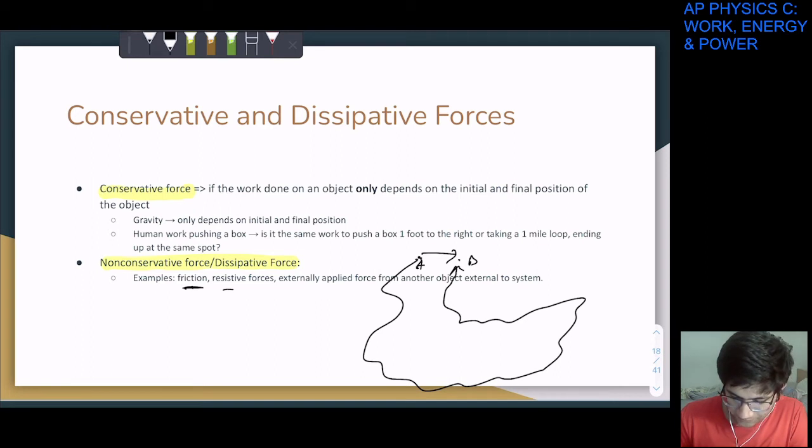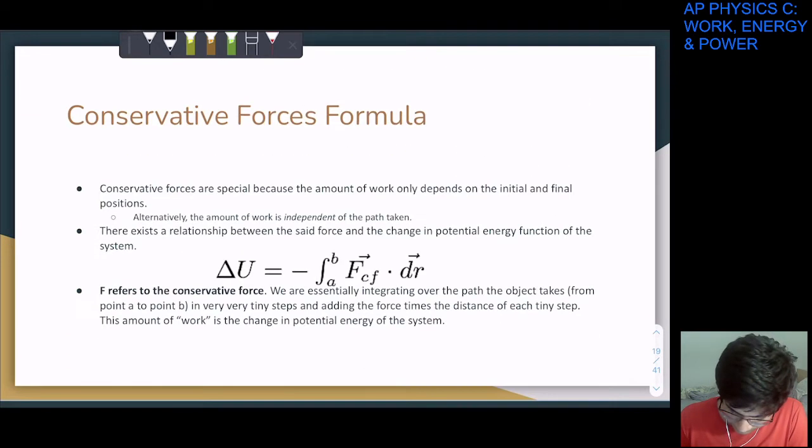So friction and resistive forces. Usually gravity is the main conservative force, and usually everything else tends to be non-conservative. Gravity, just for now. Conservative forces are special because the amount of work only depends on the initial and final position. In other words, the amount of work is independent of the path. However you go from A to B, it doesn't matter, you're still going to do the same amount of work. And there exists a relationship between the said force and the change in potential energy function of the system.